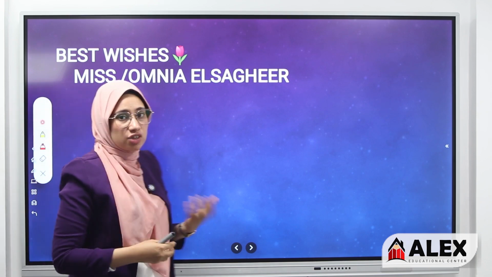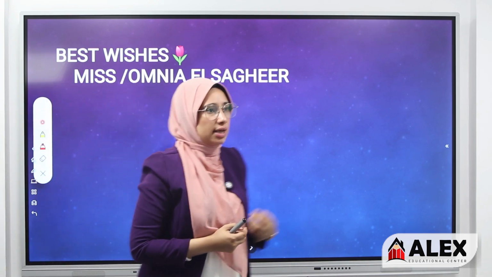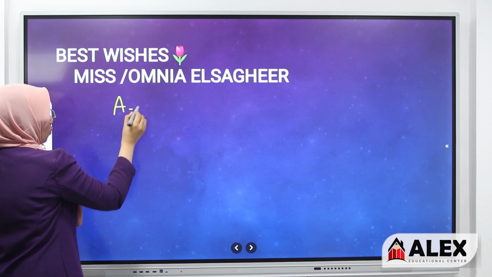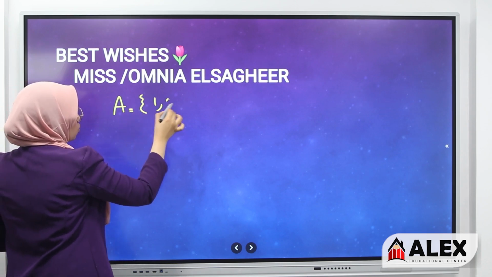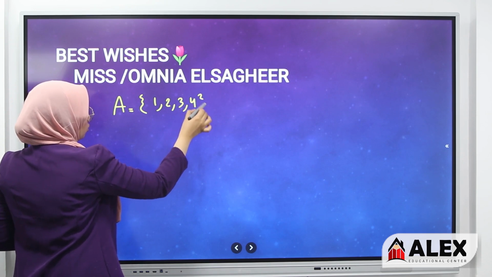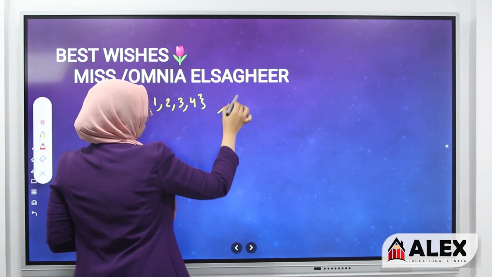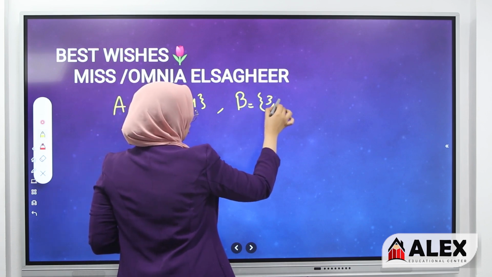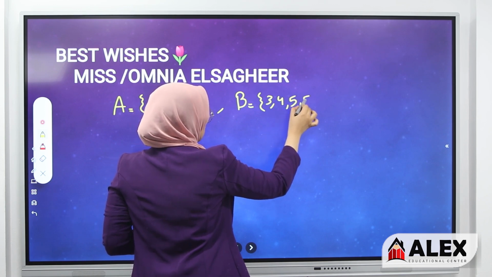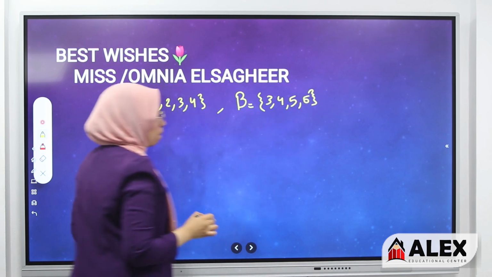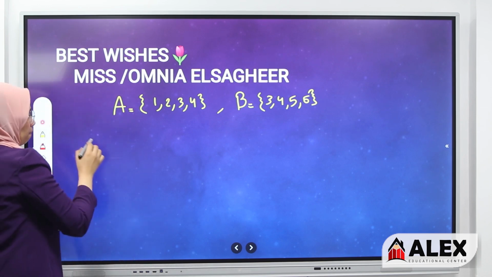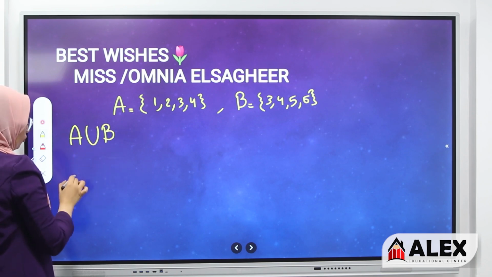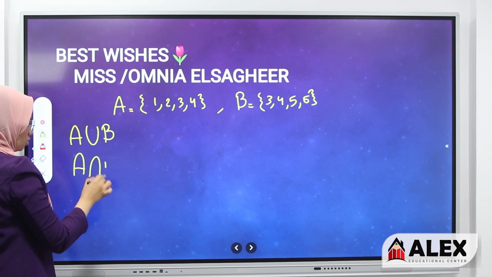Then we make a revision about the sets, how the operations work. If we have A equal 1, 2, 3, and 4, and B equal 3, 4, 5, and 6, we need A union B and A intersection B.